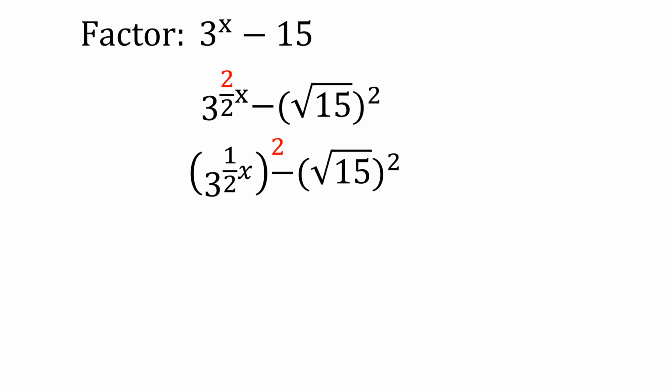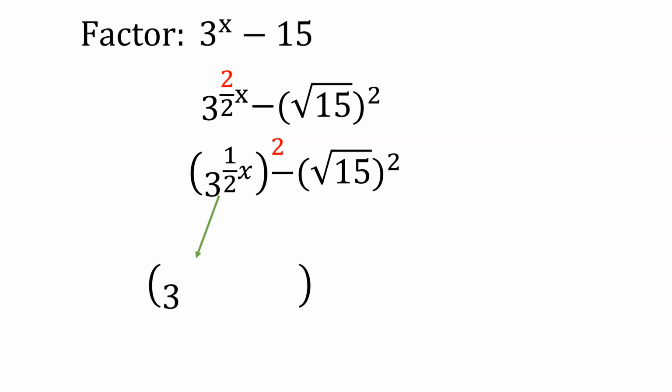And if you look at this form of the expression, you see that it does conform to a difference of squares pattern, because I have 3 to the 1/2 x, and then I have the square root of 15, and both of those quantities are squared. So I can factor based on that as a difference of two squares. So it's going to give me the following.